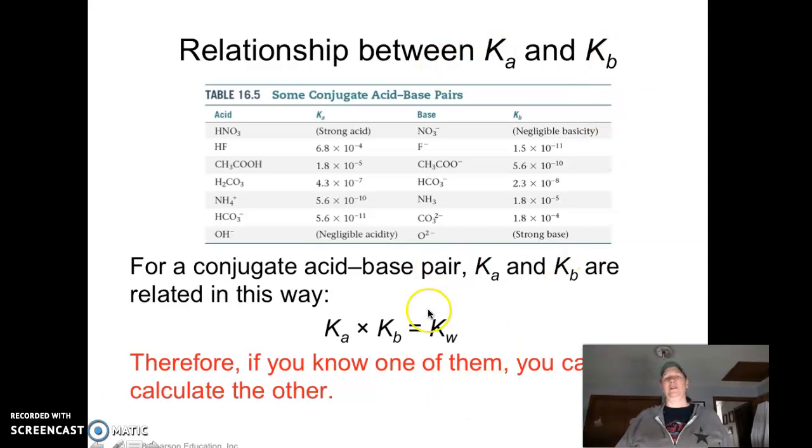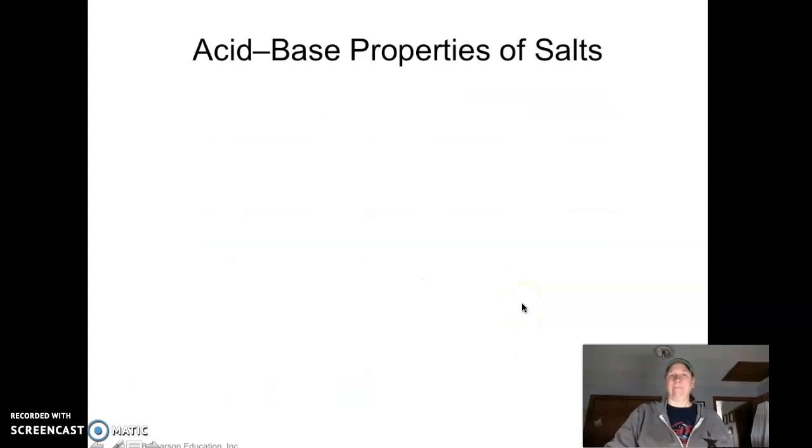The thing to remember, just like when we did the pH and the H3O+ concentrations, is that Kw, the constant for water, is 1 times 10 to the negative 14th. Always. It never changes.